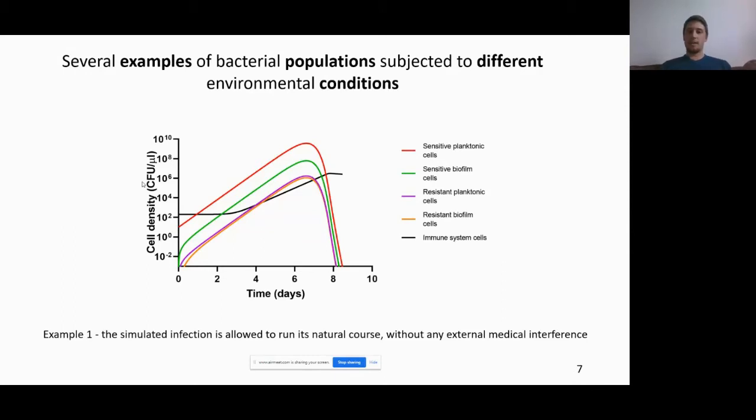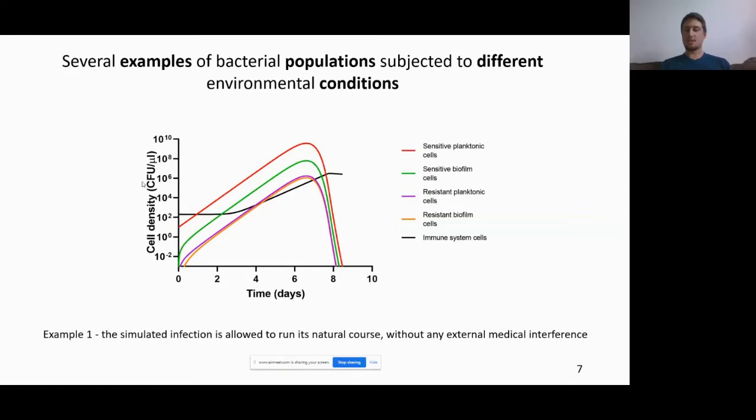But anyway, in example number 1, this example represents the course of a bacterial infection within a human host that is allowed to run its natural course without any medical interference, so without means of antibiotics, and this simulation was run under the assumption of a functioning immune system.